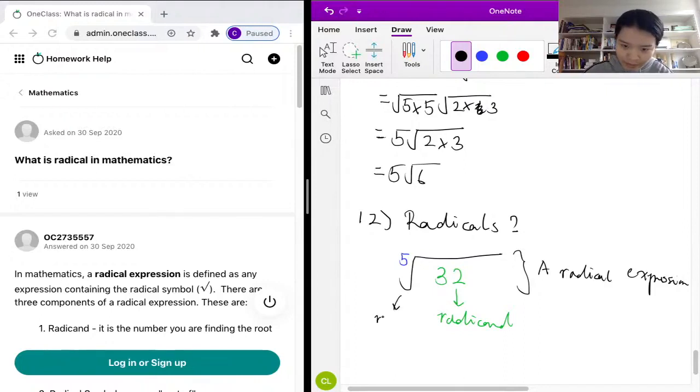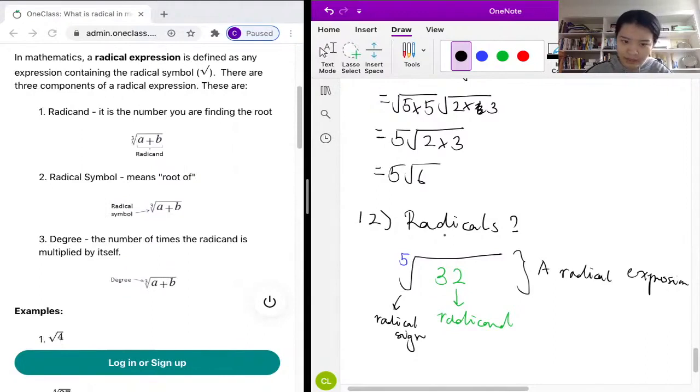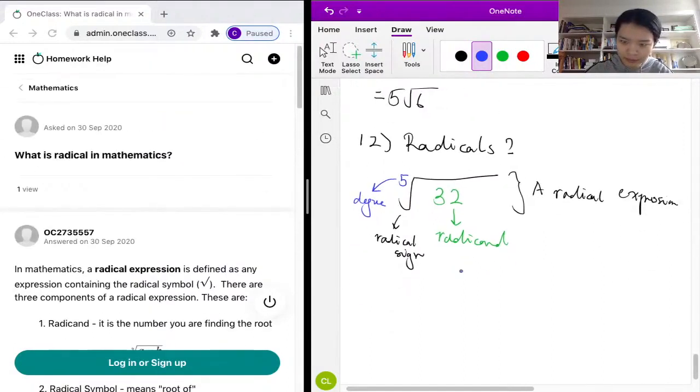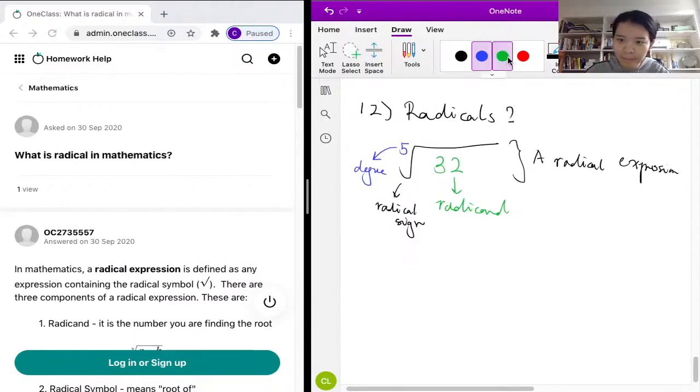The number over here, next to the radical sign, is called the degree. And the most common radicals that we're going to see is the square root. The square root.